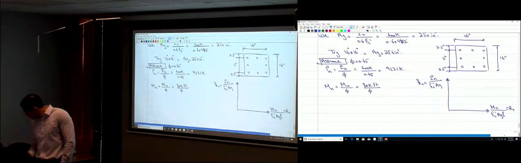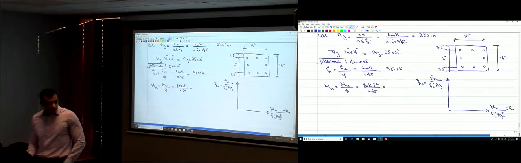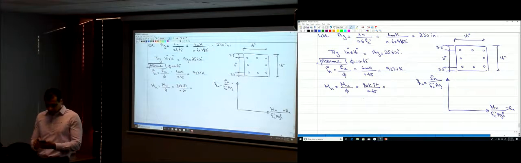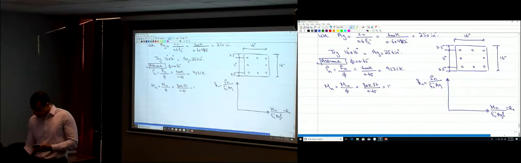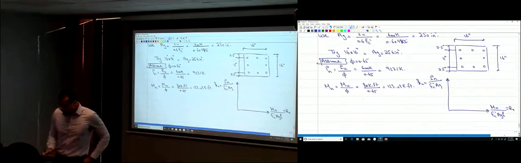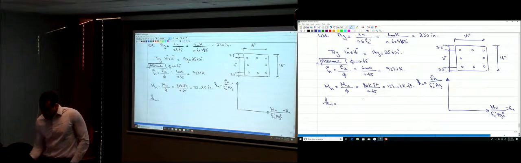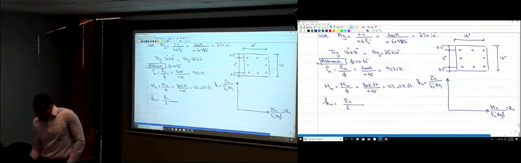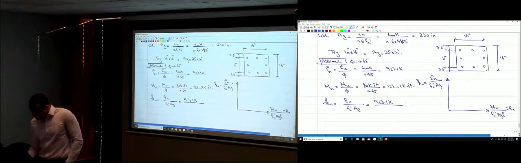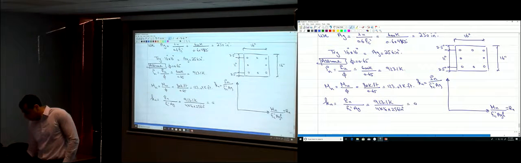So I don't have that number over here. Divided by 0.65. Let me see here. 80 divided by 0.65 is 123.07 kip-feet. So now I can go ahead and find Kn. Kn is P nominal divided by fc prime area gross. P nominal is 923.1 K divided by fc prime, which is 4 ksi, area gross is 256 inches squared. So that is equal to 0.901.